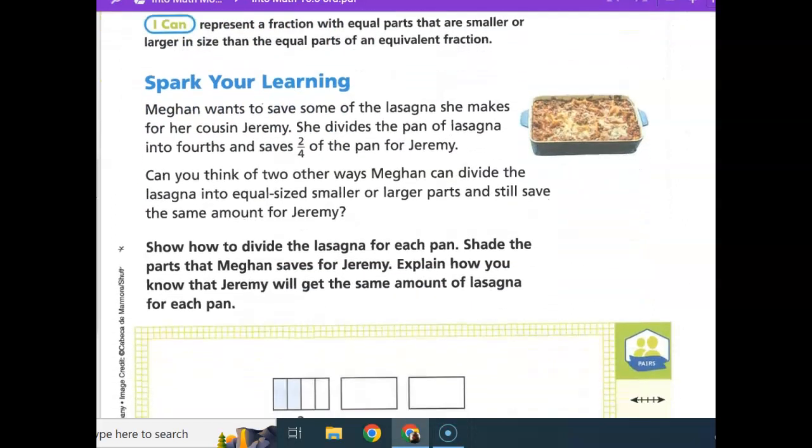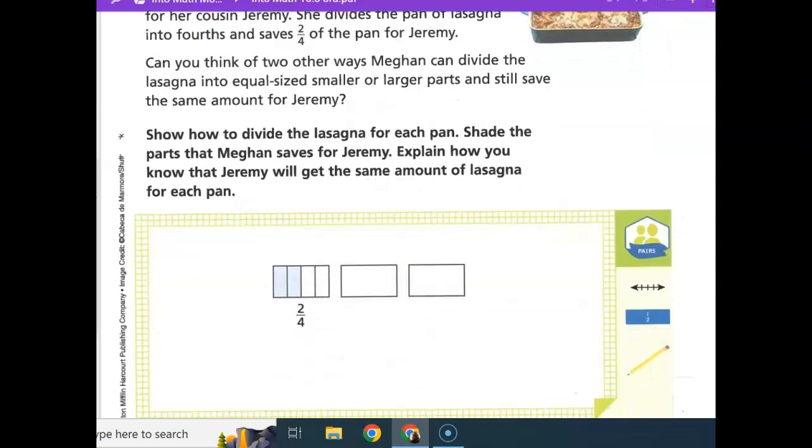Megan wants to save some of the lasagna she makes for her cousin Jeremy. She divides the pan of lasagna into fourths and saves 2/4 of the pan for Jeremy. Can you think of 2 other ways Megan can divide the lasagna into equal size smaller or larger parts and still have the same amount for Jeremy? So here they show it divided into the fourths like Megan did. And she shaded 2/4 because that's how much she was going to shade.